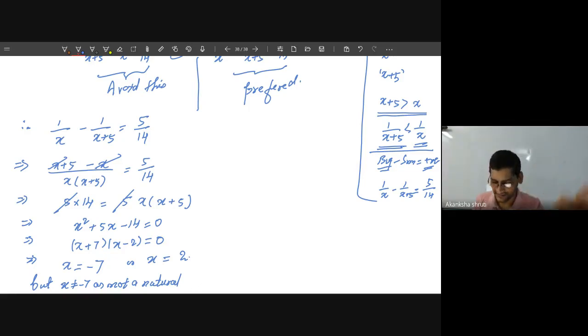That doesn't carry any sense. Therefore, x equals -7 is not possible as it is not a natural number. Okay. Therefore, what is the value of x? x equals 2. What is this x?